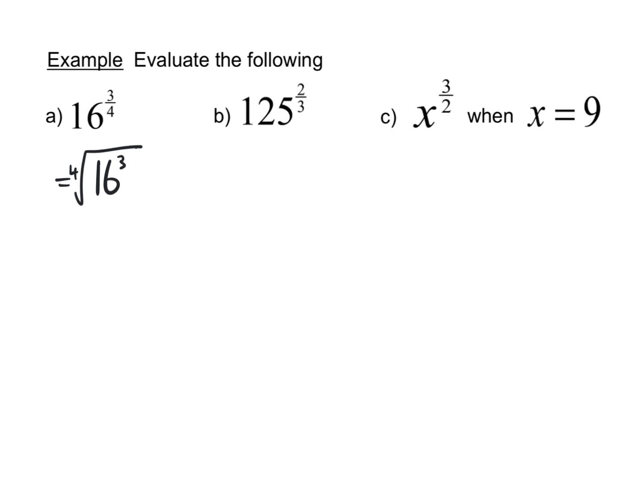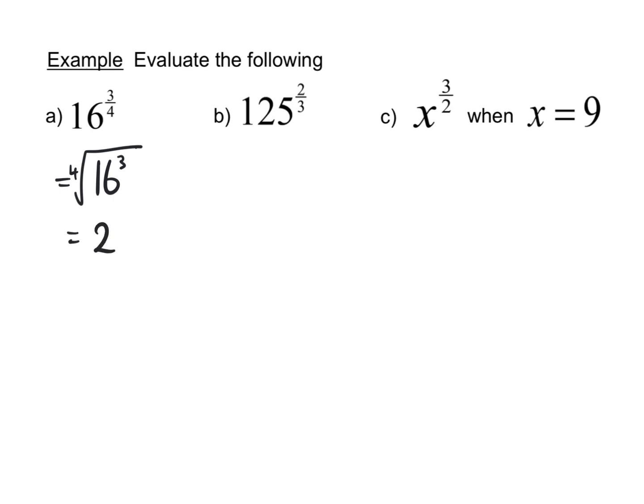Now you've got an option, you can actually do it either way around, but one would give you a massive number and we don't really want to do that. So if I try to do 16 cubed, that's going to be a huge number, and then trying to find the 4th root of that's going to be quite difficult. Whereas finding the 4th root of 16 first, that's quite easy. Okay, so 2 times 2 times 2 times 2 is 16. So the 4th root of 16 is equal to just 2.